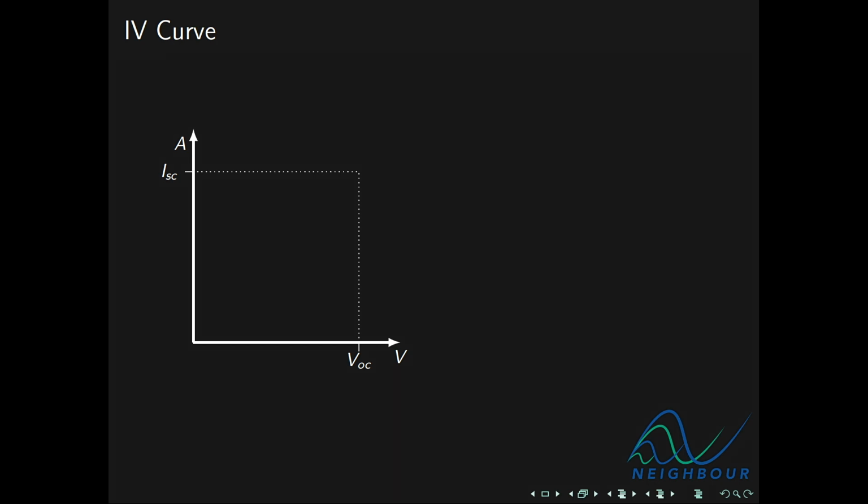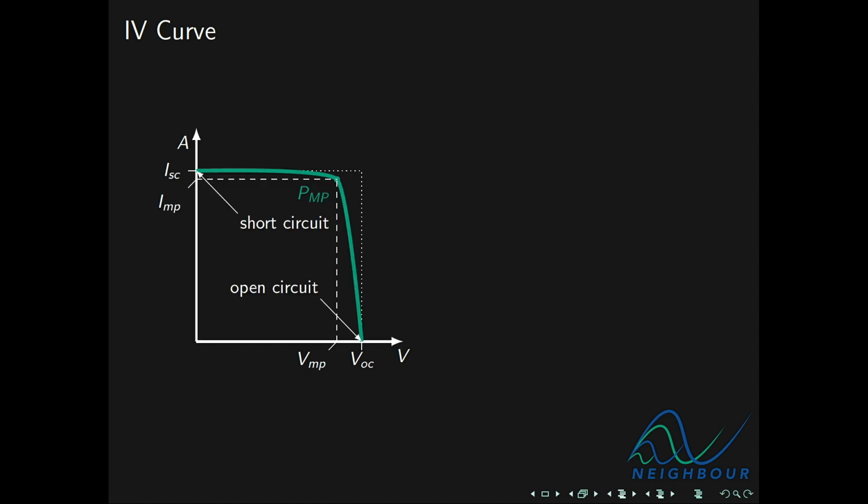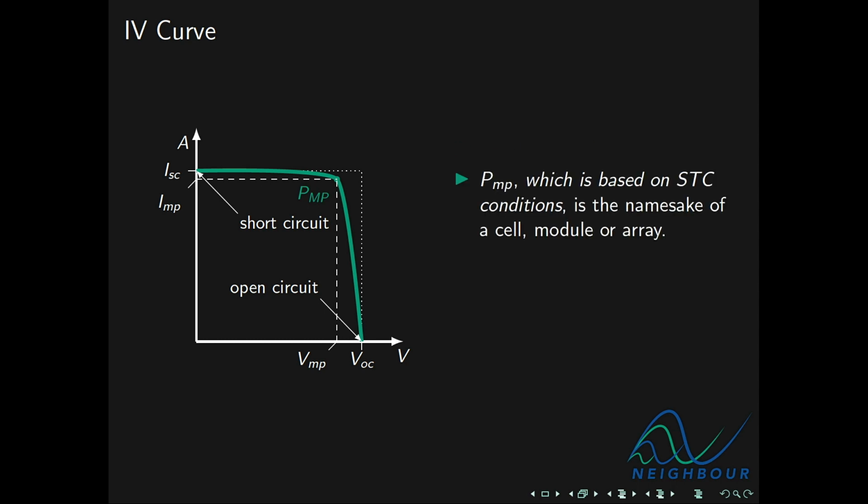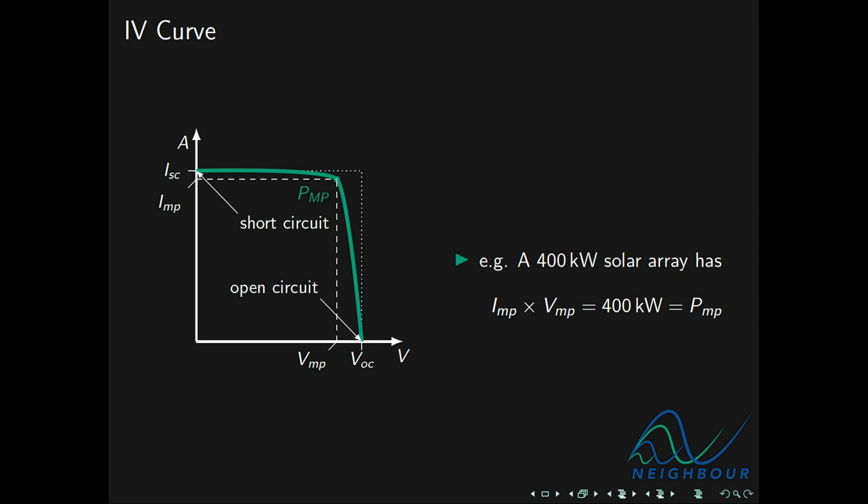But near the short circuit current and open circuit voltage are current and voltage values that yield the maximum power. We're going to call those IMP and VMP, and their product is maximum power, or PMP. PMP, under standard conditions, that is, is also the namesake of a PV generator, whether it's a module or array. So for example, if we are talking about a 400 kilowatt solar array, we can infer from that this solar array has a maximum power point of 400 kilowatts. And although you may not know what IMP and VMP are of this array, you do know that their product will yield 400 kilowatts.